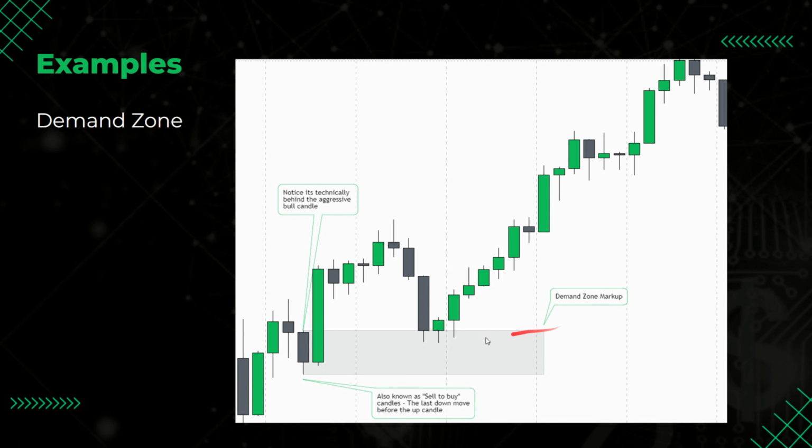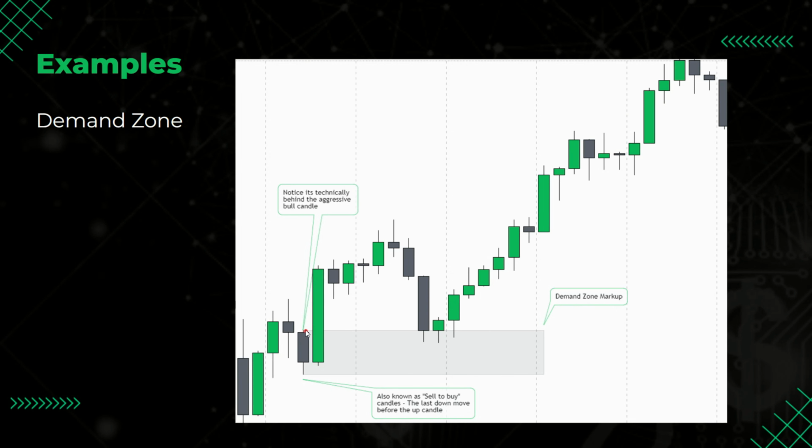If you're totally new to this, I'll walk you through it in a future lesson. We notice here that this is actually the last down candle, the last bear candle before an aggressive up move. And the demand zone is actually behind candles that have already been printed. So if you came to this area and none of these markings were on here, the demand zone is actually behind this aggressive up move candle here.